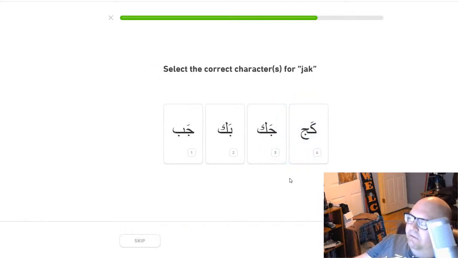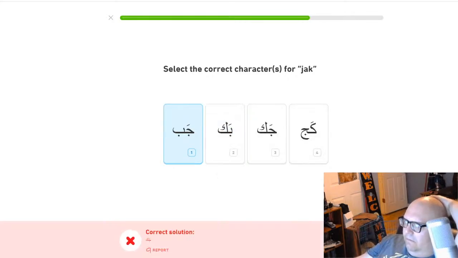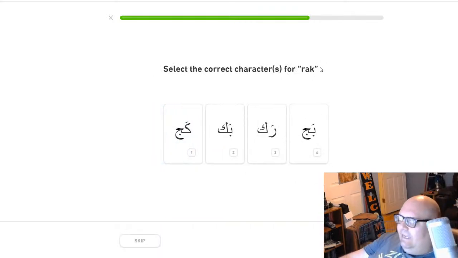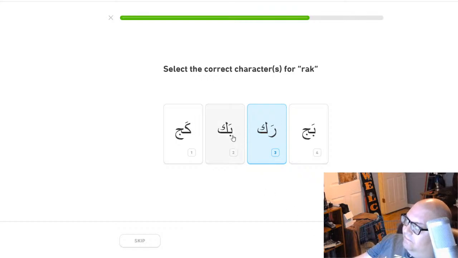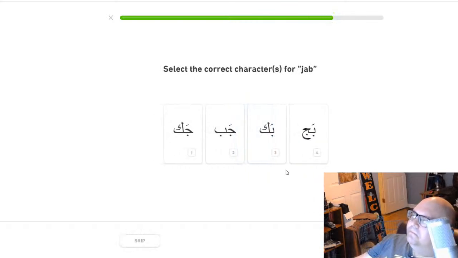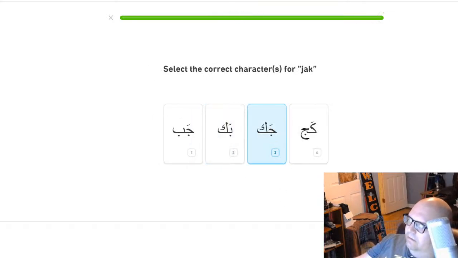Jab. I didn't even read it right. What? I'm not even reading the fucking characters right. Rack. I'm looking for rack. Rock. Back. Jab. Jack. Gotta pay attention.